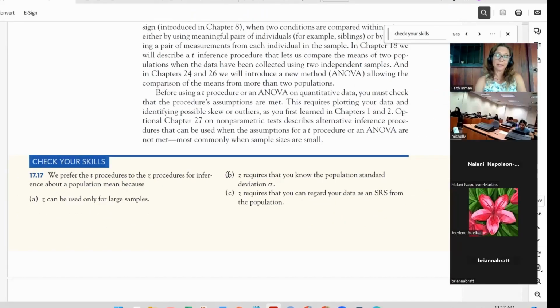We talked about it in the lecture. It's covered in the text of the textbook, right? Remember that with Z, you need to know the population standard deviation. And we pretty much never do. So using the Z-test isn't something that we use a lot. In fact, we didn't really talk about the Z-test that much because it's hardly ever used.